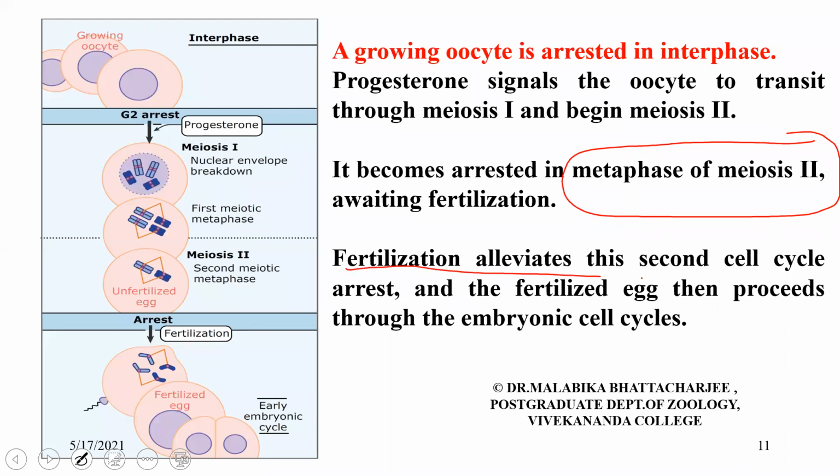Once fertilization occurs, the cell can come out from this second cell cycle arrest, and then the fertilized egg proceeds through the embryonic cell cycles. So that was the story of a growing oocyte that is arrested in interphase or G2 phase.